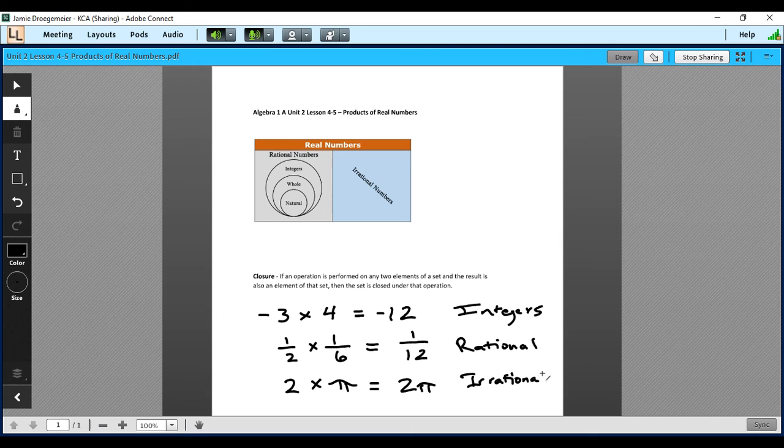So anytime that we are multiplying a rational number times an irrational number, you're always going to get an irrational product. So just some different things that we want to know, just some kind of basics of algebra that help us as we start to work through these different types of numbers and operations with them.